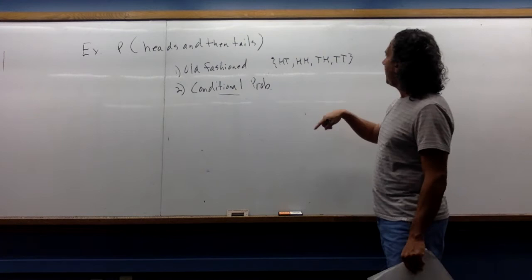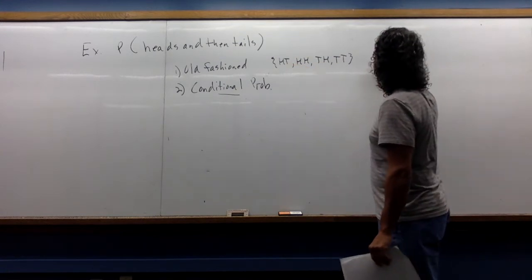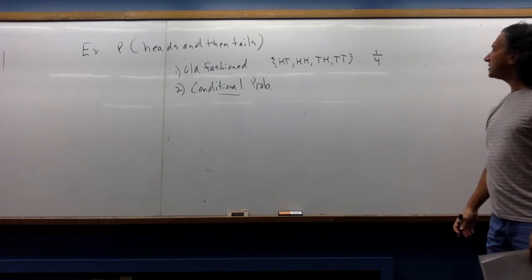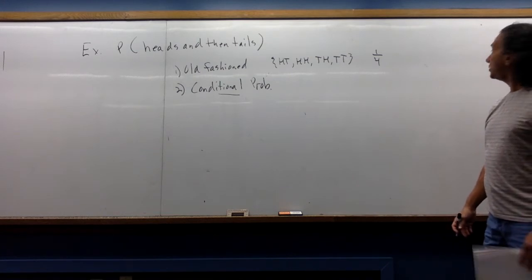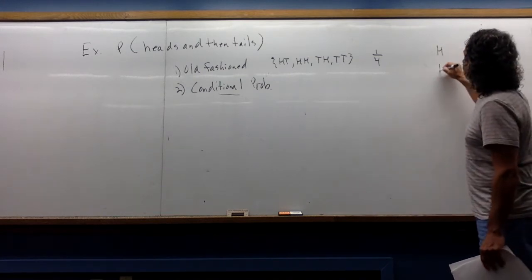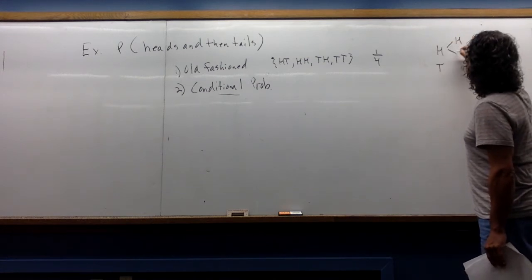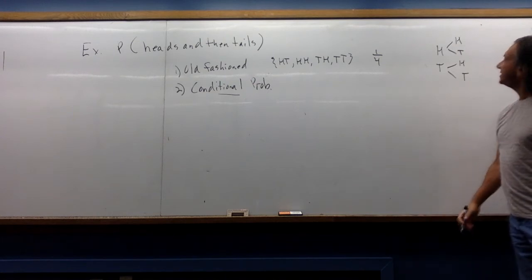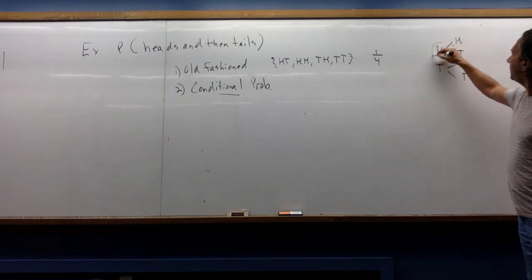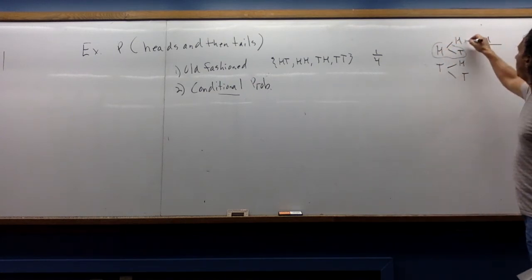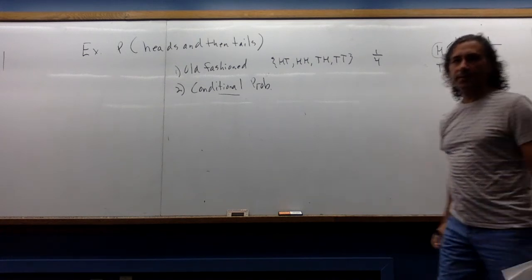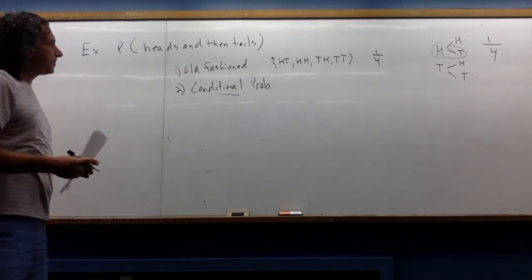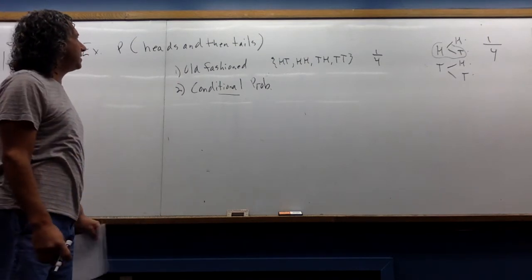If that's the quickest way to get the result, by all means do it. So heads and then tails. So it looks like 1 out of 4. We could also draw a tree. So heads and then tails. Heads and then tails. Okay, there's 1 out of 4. So that's where that's coming from. So, how does conditional probability come into this?